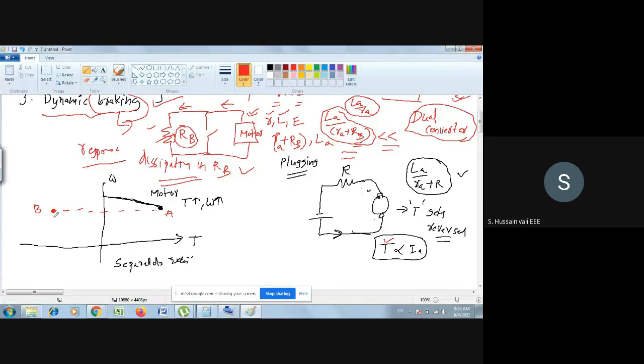So where do you find the negative torque? In the second quadrant. So this point will jump to that point. The speed here and the speed here are more or less the same. There won't be much change in the speed because of the inertia.